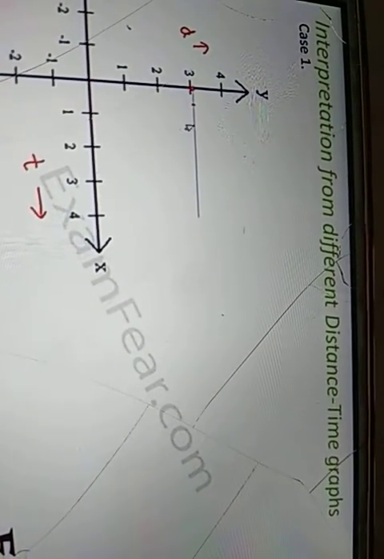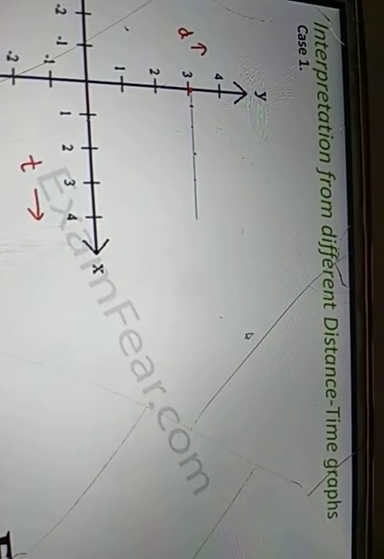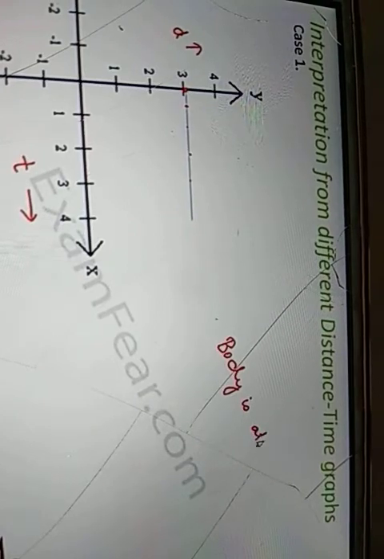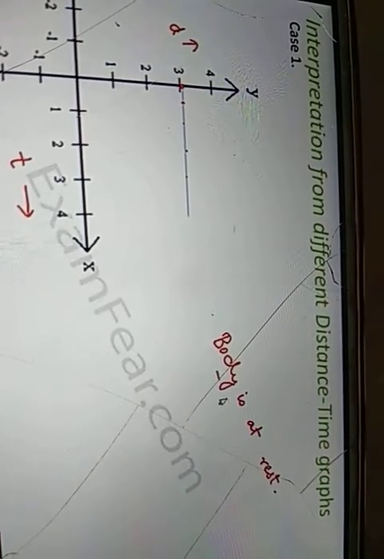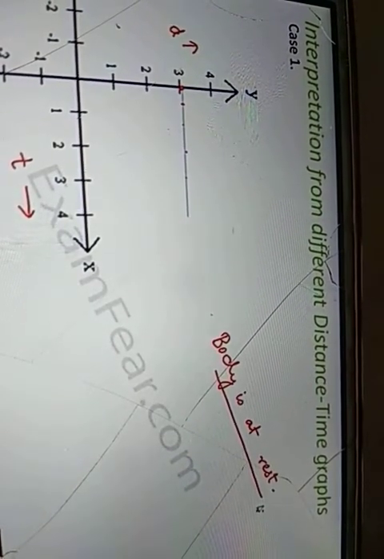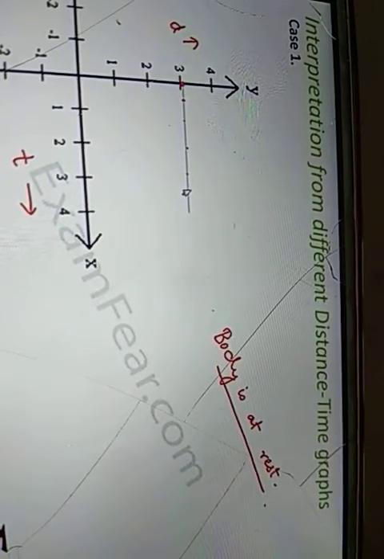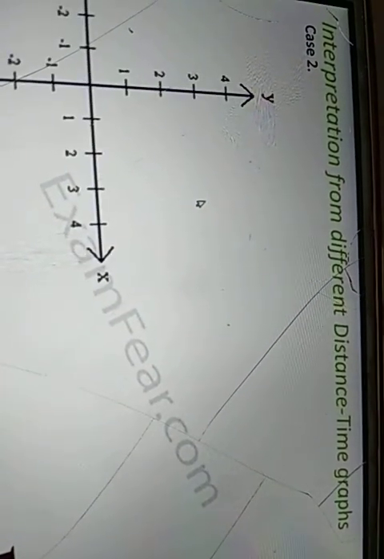It is at 3. So even though the time is increasing, this means that the body is at rest. The body is at rest. The body is not moving. The body is not in motion. So looking at the graph itself, we could interpret that the body is not moving. Now let's look at another case.